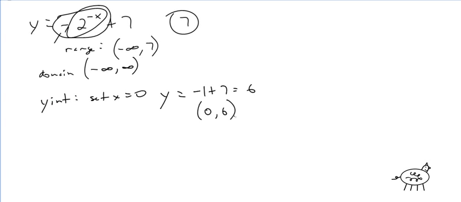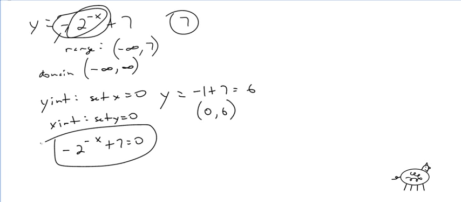The x-intercept is a little tougher. The reason the x-intercept is tougher is because it's not a nice number. That 7 is not a nice number. So remember, set y to 0. So we're going to get negative 2 to the negative x plus 7 equals 0. That is really key here. I'm going to show you two different ways to do it. One is with logs, so let's do that first. As opposed to subtracting 7, I'm going to add 2 to the negative x. So I really get 2 to the negative x equals 7.